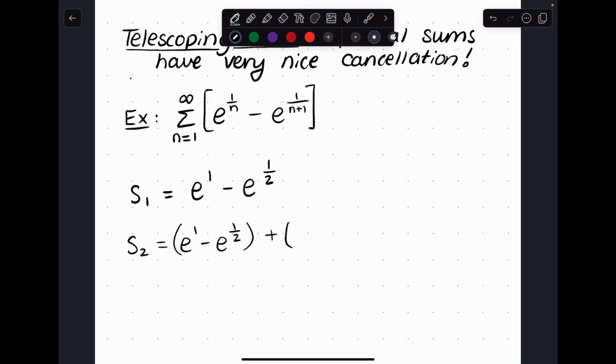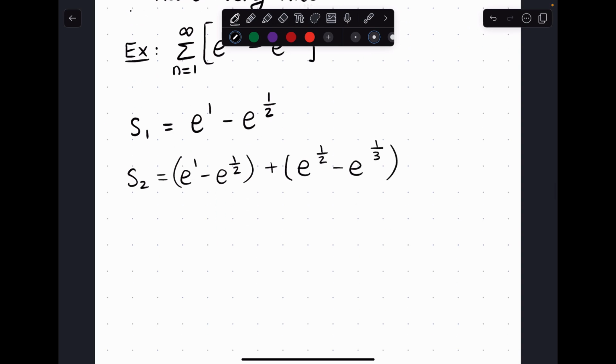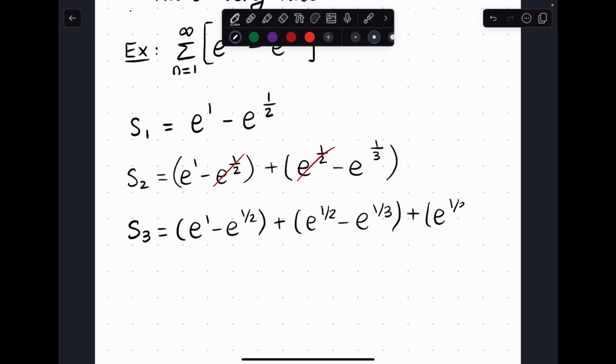If I look at S2, I'll take my e to the 1 minus e to the 1/2, and I'll add to it e to the 1/2 minus e to the 1/3. Well, here we have some cancellation, this e to the 1/2. But let's keep going and make sure that's happening throughout. If I look at S3, I'd get e to the 1 minus e to the 1/2 plus e to the 1/2 minus e to the 1/3, plus e to the 1/3 minus e to the 1/4. And here we've established this pattern that we're going to get some nice cancellation between terms.